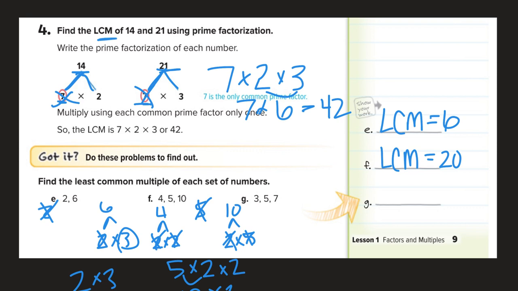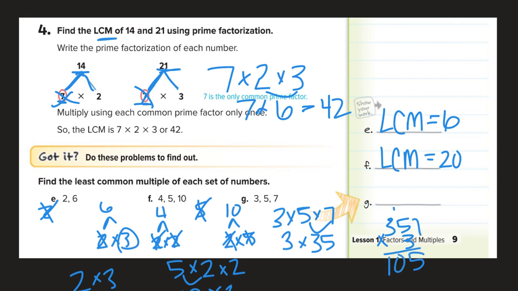Okay, then we have 3, 5, 7. 3 is prime. They're all prime. So in order to find the LCM for 3, 5, and 7, I just have to multiply 3 times 5 times 7, which would be 15 times 7, which is 105 for our LCM here.